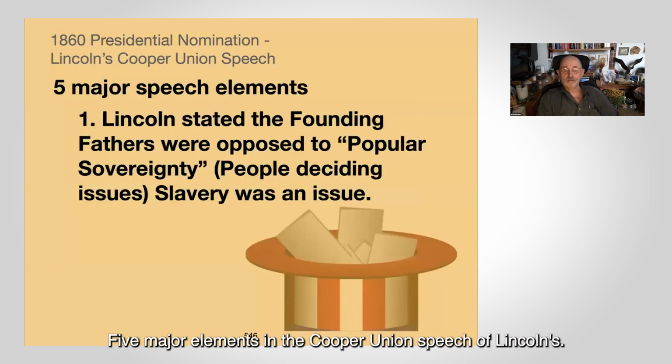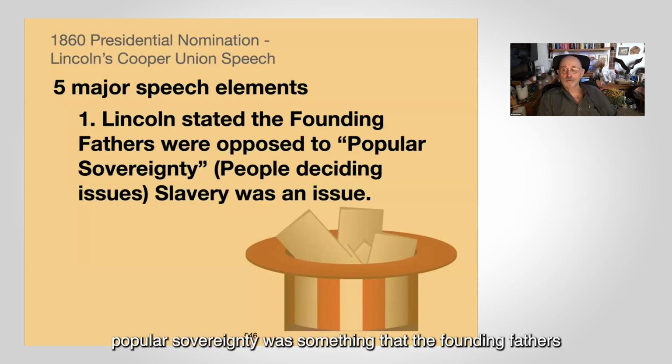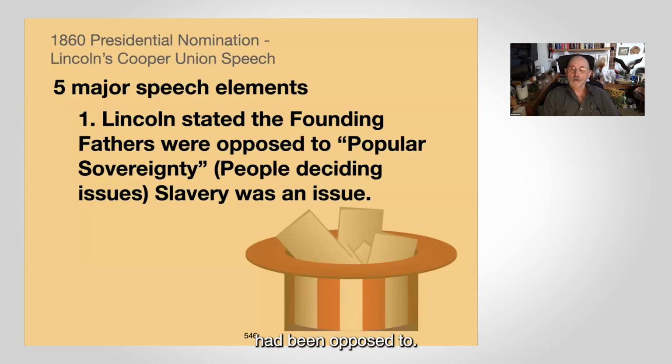There are 5 major elements in the Cooper Union speech of Lincoln's. First, he stated that popular sovereignty was something that the founding fathers had been opposed to. They did not like that idea. That's people deciding issues, so you would vote on whether or not your state should have slavery. Slavery is a human rights issue, not a majority rules issue, which is what popular sovereignty would be.